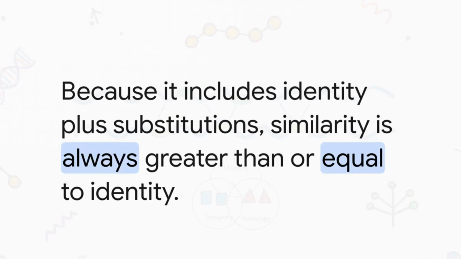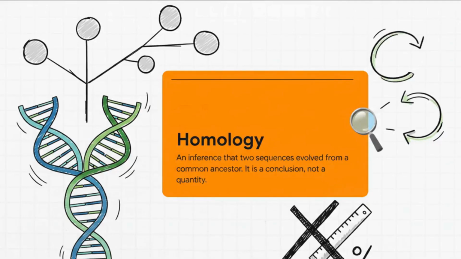So this leads to a really important rule of thumb. Because similarity counts everything, identity counts plus the similar stuff, the similarity score is always going to be the same as or higher than the identity score. It can never, ever be lower. Makes sense, right?